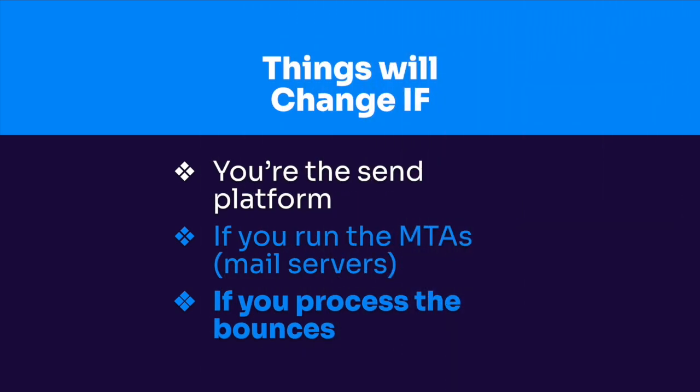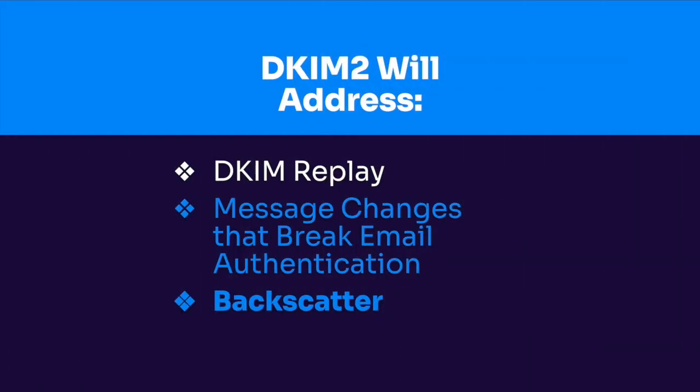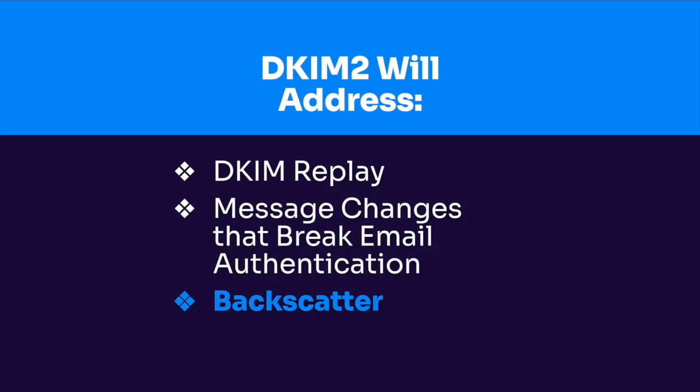That is, if you're the platform behind the sending, if you run the MTAs, aka the mail servers doing the sending, or if you process the bounces from those sends. Now, as I mentioned before, DKIM2 is meant to address three long-standing issues: replay attacks, message modifications breaking email authentication, and backscatter. It's that last one that drives today's conversation.